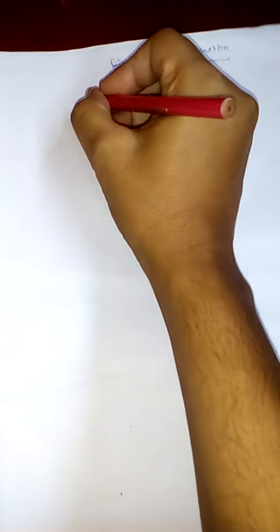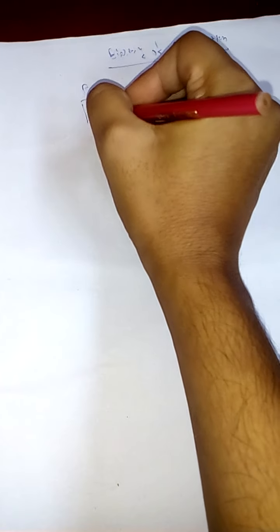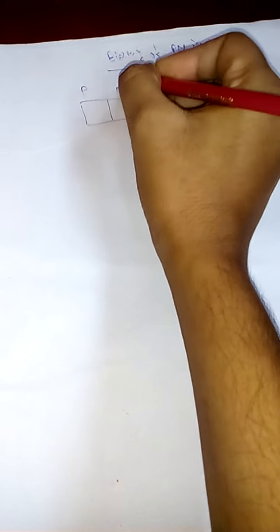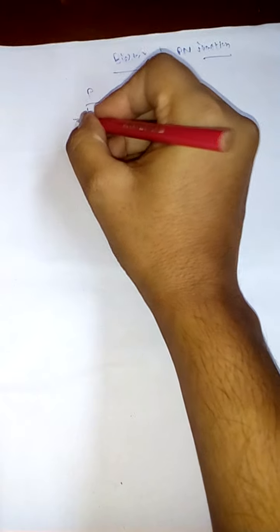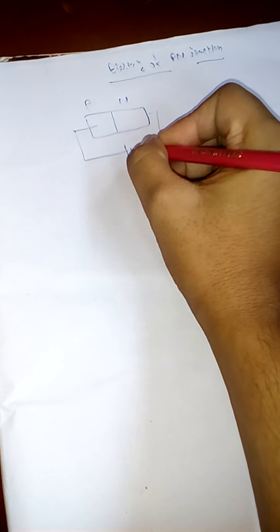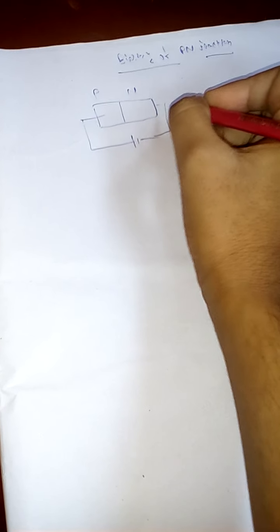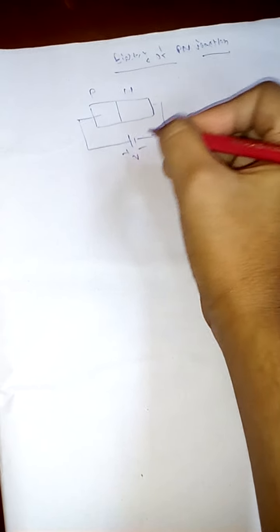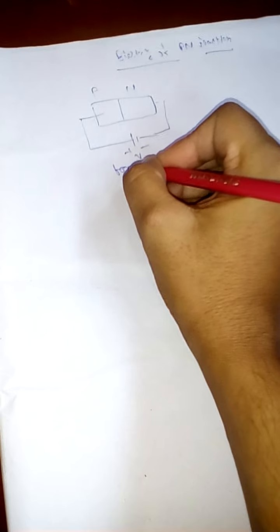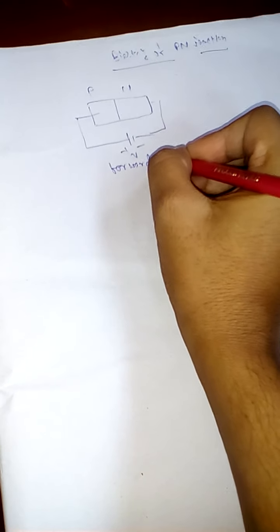There are two types of PN junction biasing we use. Number one is forward bias and second one is the reverse bias. So what we see in forward bias configuration: here is P and here is the N. If we apply a positive voltage here, and here we give the negative voltage, this is called forward bias.